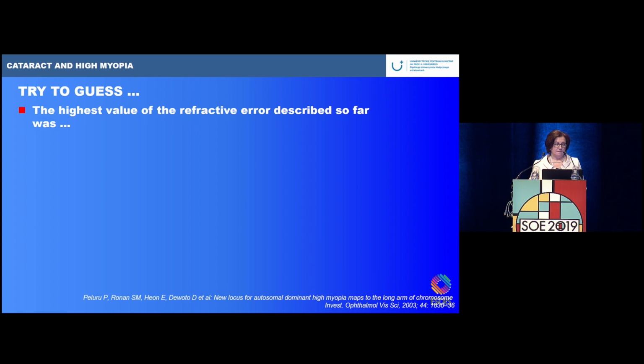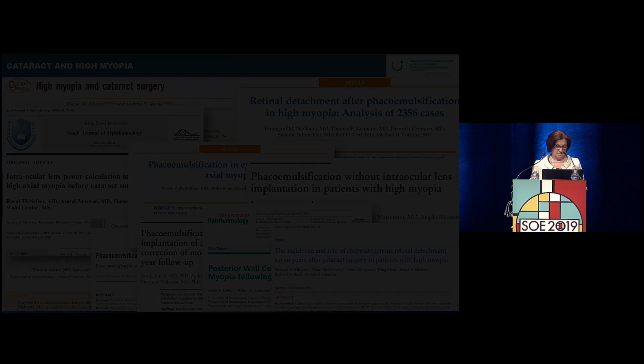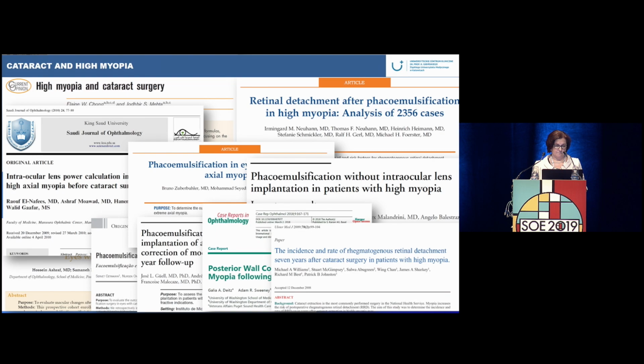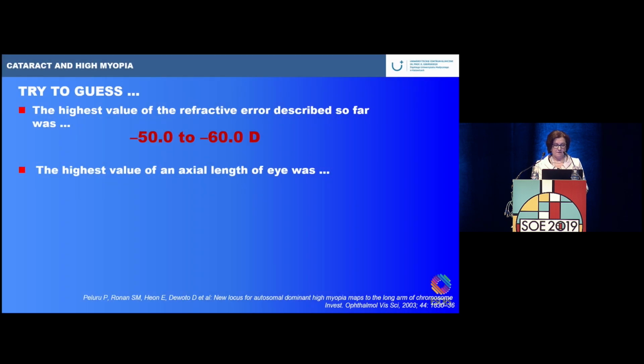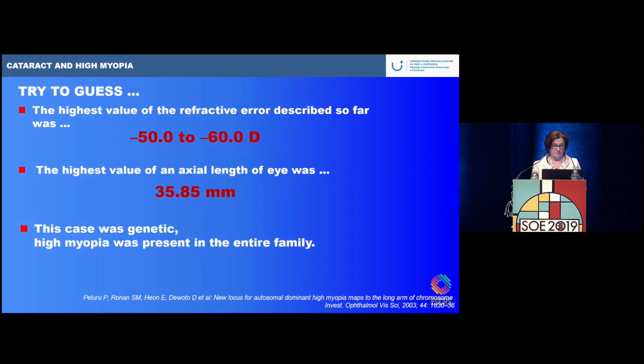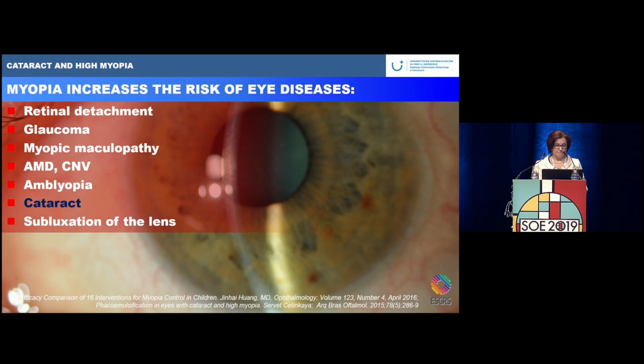Maybe you know that the highest value of the refractive error described so far was -50 to -60. And the highest value of the axial length of the eye was 35.8 millimeters. This was a genetic high myopia case, present in the entire family. It was described in 2003.